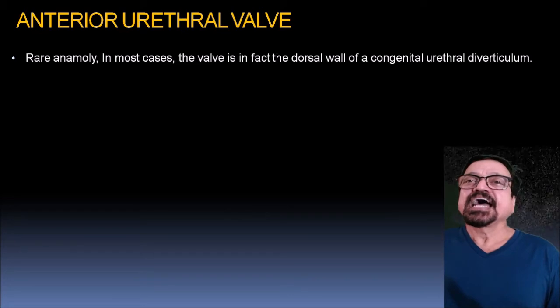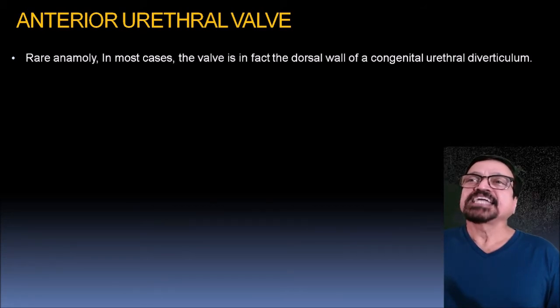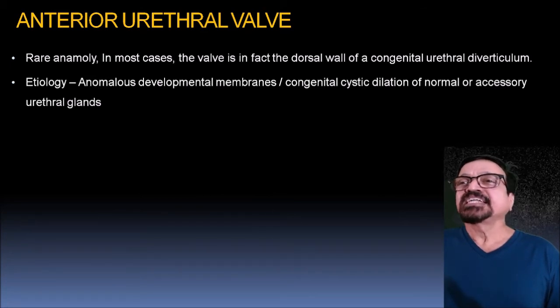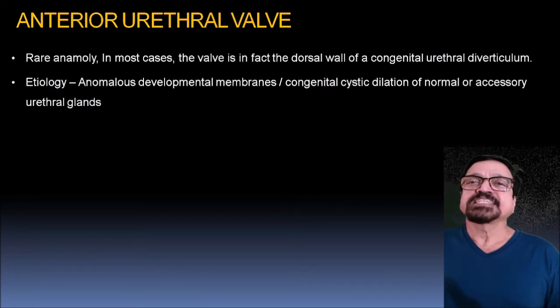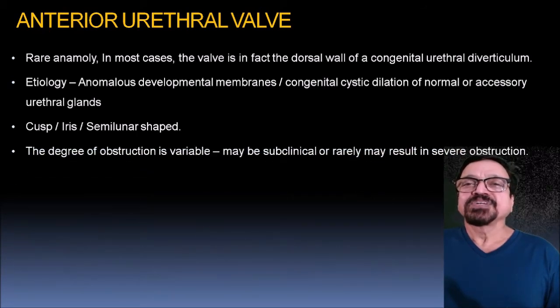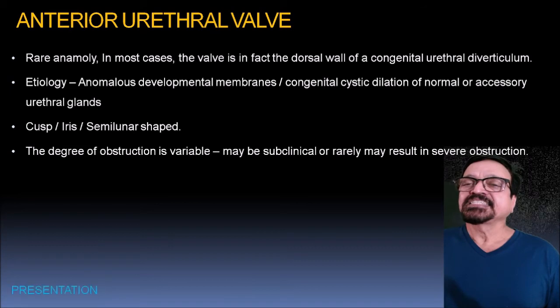Now, a rare anomaly. In most cases, the valve is in fact the dorsal wall of a congenital urethral diverticulum, that is the anterior urethral wall. They are rare. Etiology is anomalous. It is a developmental membranous congenital cystic dilatation of the normal or accessory urethral glands, and the cusp is semilunar shaped. The degree of obstruction is variable, may be subclinical or rarely may result in severe obstruction.